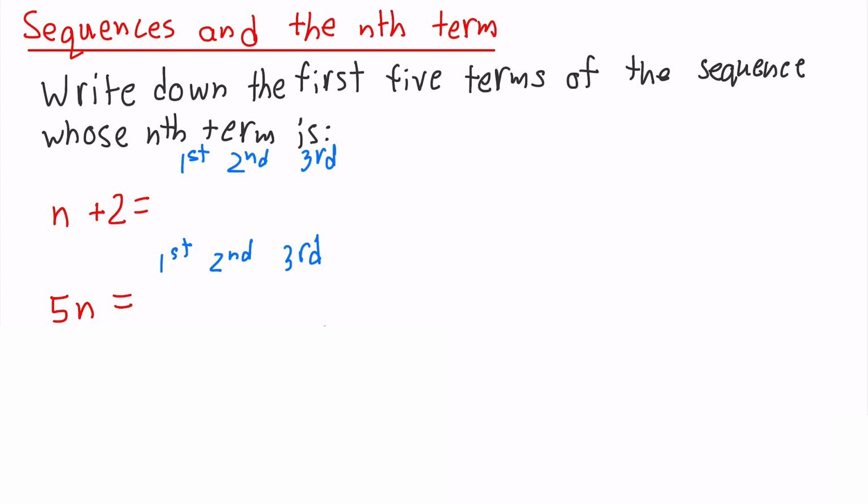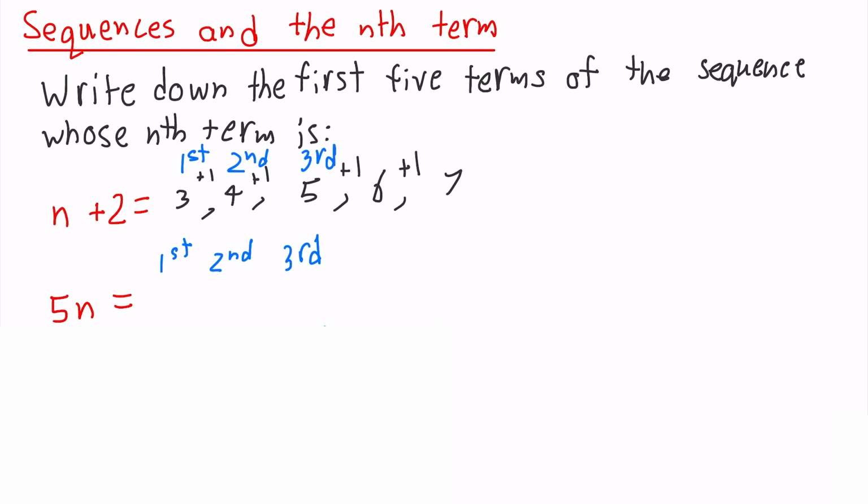Okay, 1 plus 2 equal 3, and here 2 plus 2 equal 4, and 3 plus 2 equal 5. So the sequence is add 1, so it's going to be 6, and 6 plus 1 equal 7. So 3, 4, 5, 6, 7. So that's the answer. Okay, what about 5n?